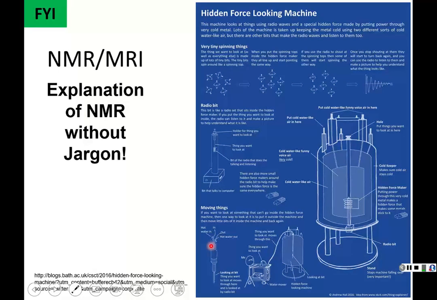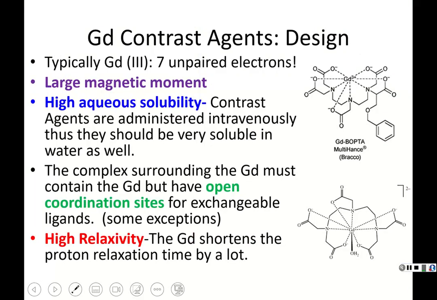If you're curious about MRI or the analogous technique that you use in chemistry and research, which is called NMR, nuclear magnetic resonance, this little figure here explains it in pretty easy to understand terms, so you can go through that if you're interested. For this class, it's not going to be super important to know. Just understand gadolinium and why it's important as a contrast agent.